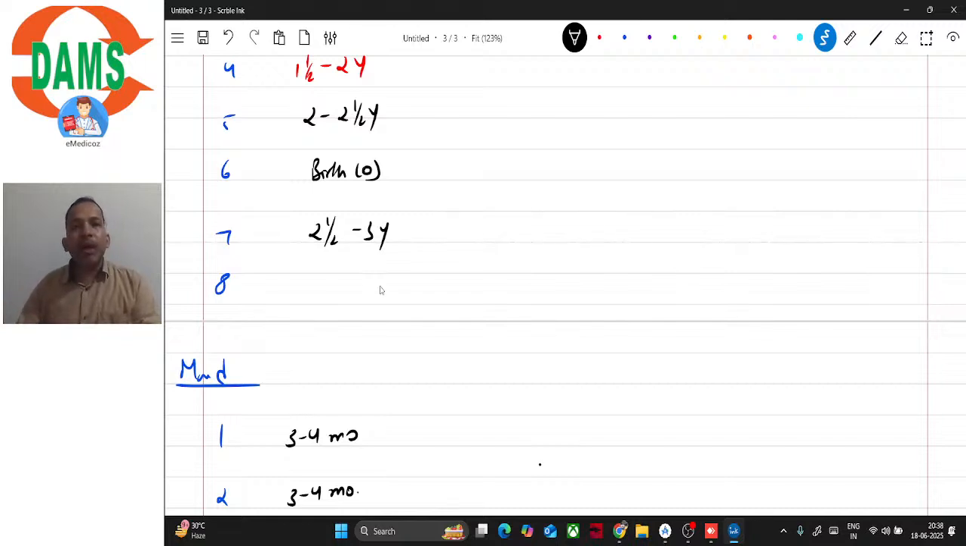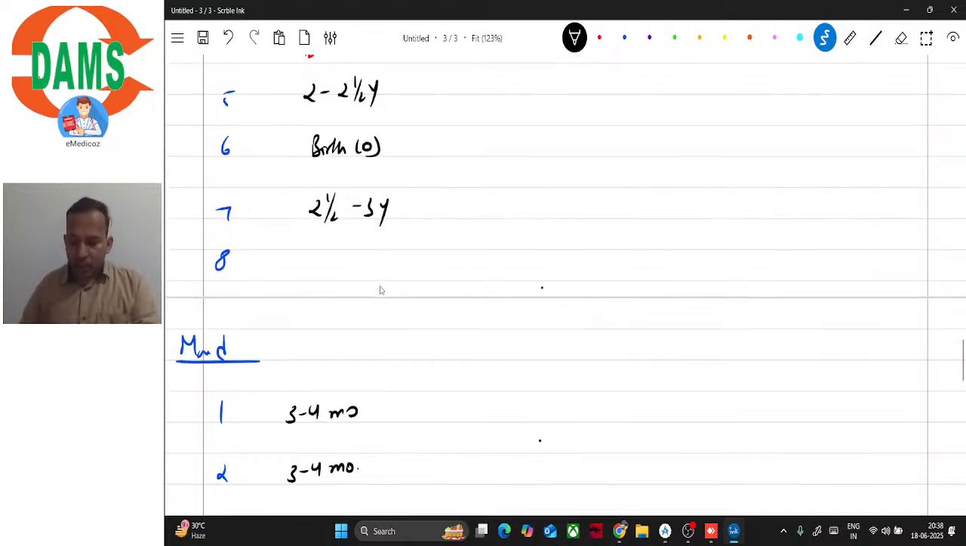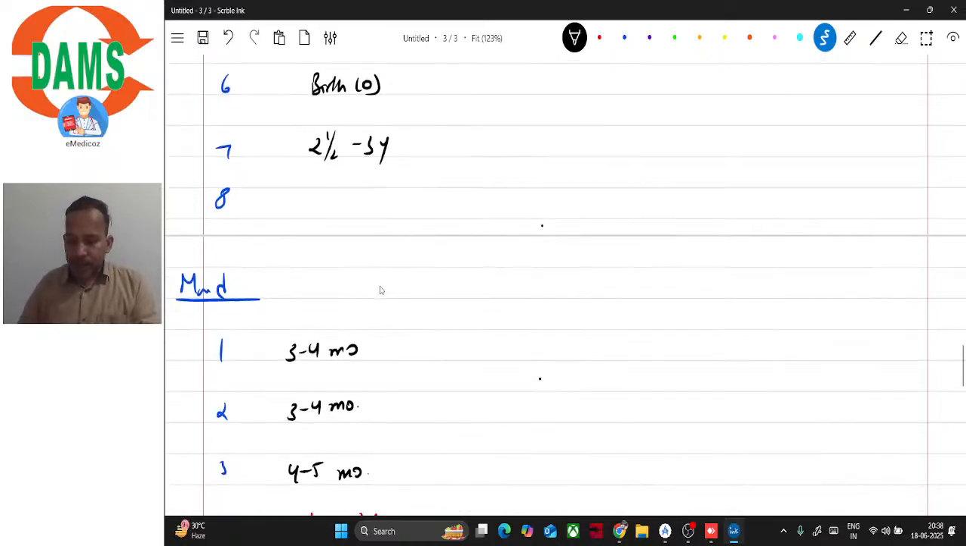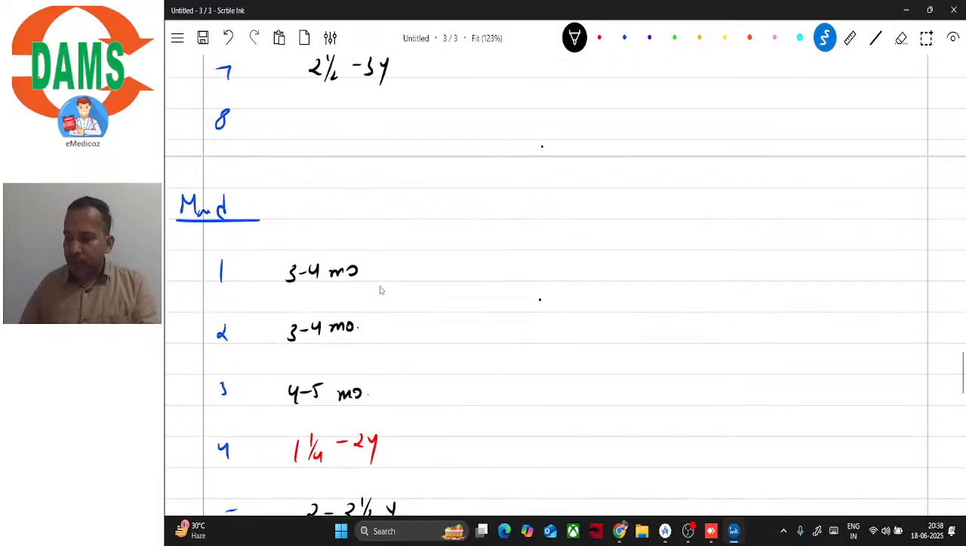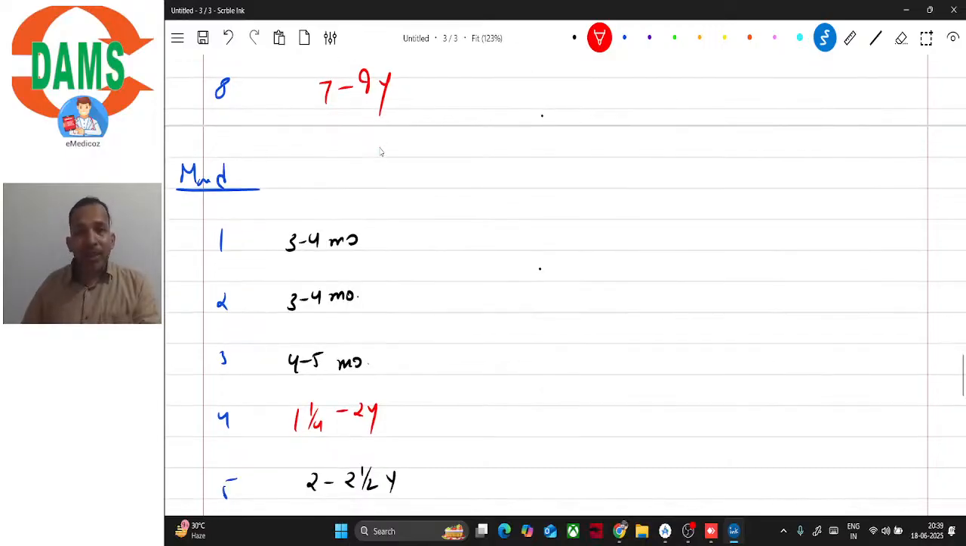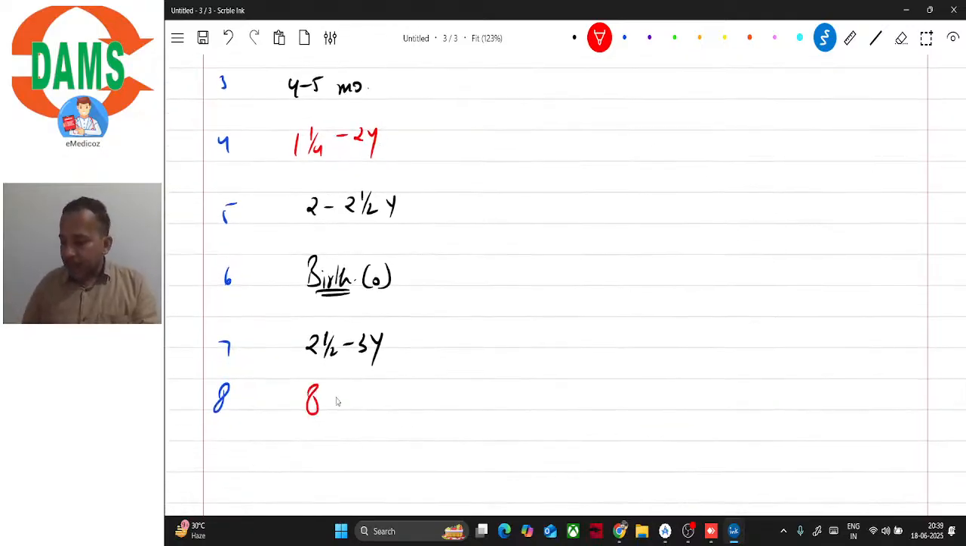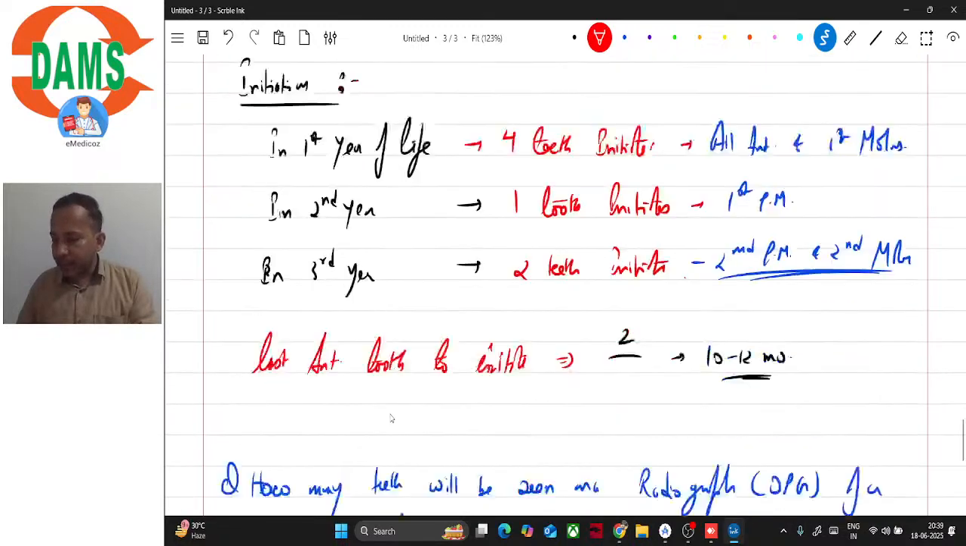So when do the third molars initiate? The third molars will initiate at an age of about 7 to 10 years. Right? So maxillary third molars, they will initiate at an age of 7 to 9 years, whereas the mandibular third molars will initiate at an age of 8 to 10 years. So except for third molars, all mandibular teeth initiate ahead of maxillary teeth, right?